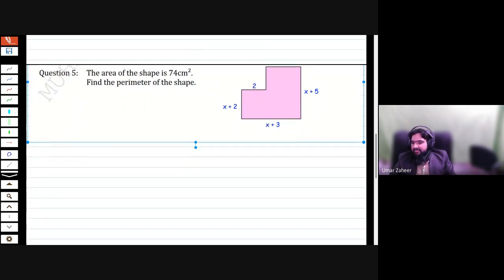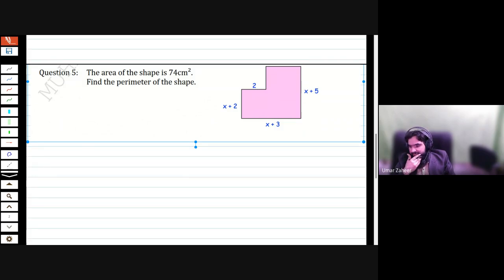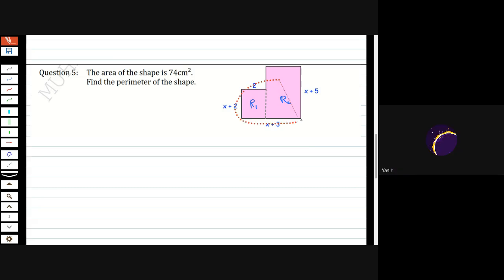All right. The area of the shape is equal to 74 centimeters square. Find the perimeter of the shape. Okay, in this one, we just have to do a small simplification. For example, if you make a line here or here, you are going to get two rectangles, right? This is rectangle 1, and this is rectangle 2. Is the first step clear? Yes, sir.